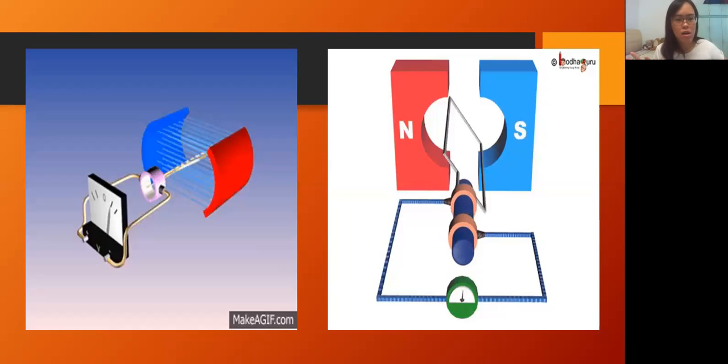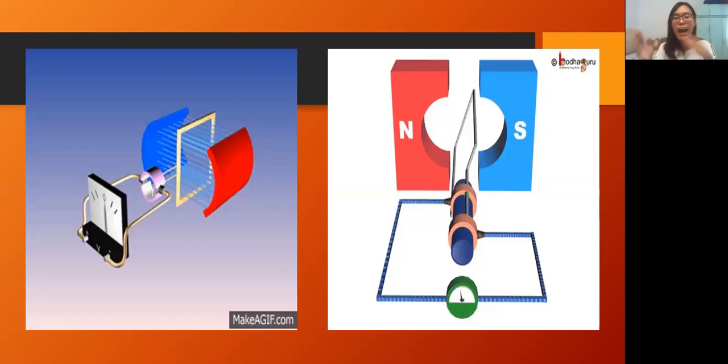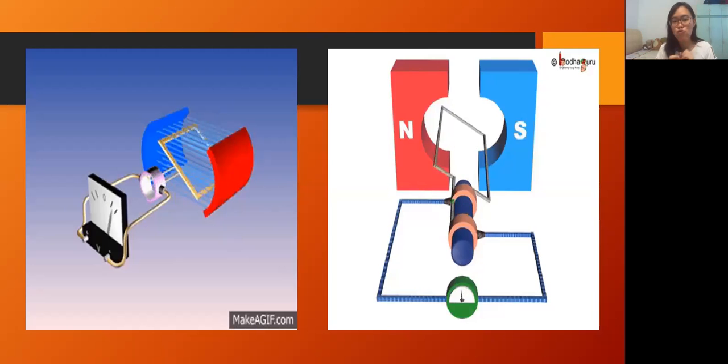I don't really want to continue already, because if I continue, it will stop halfway. So next week I will continue with this application of electromagnetic induction. Then after that, we will discuss exercise 3.3. Please do exercise 3.3.